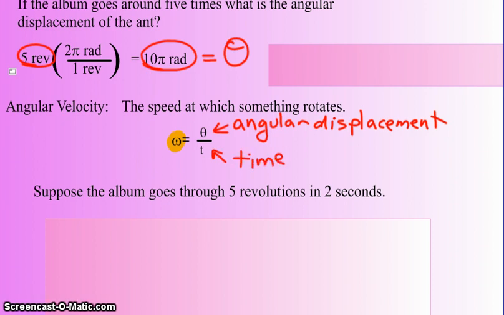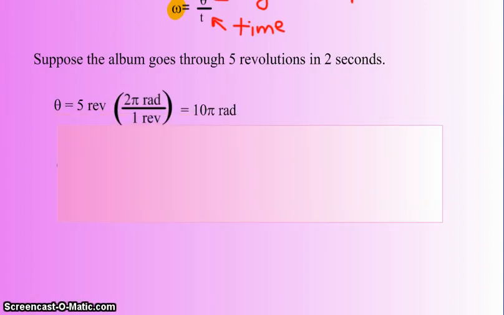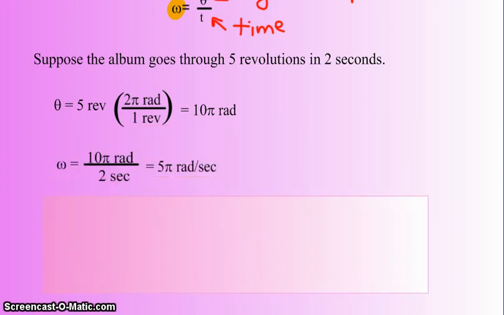So suppose the album did its 5 revolutions and it did it in 2 seconds. Well, let's see what that's going to do for us. 5 revolutions, there's our 10 pi radians. Now we did 10 pi radians in 2 seconds, so omega is going to equal 10 pi radians divided by 2 seconds. 2 divides nicely into 10, so it's going to be 5 pi radians per second. This is how we find angular velocity.